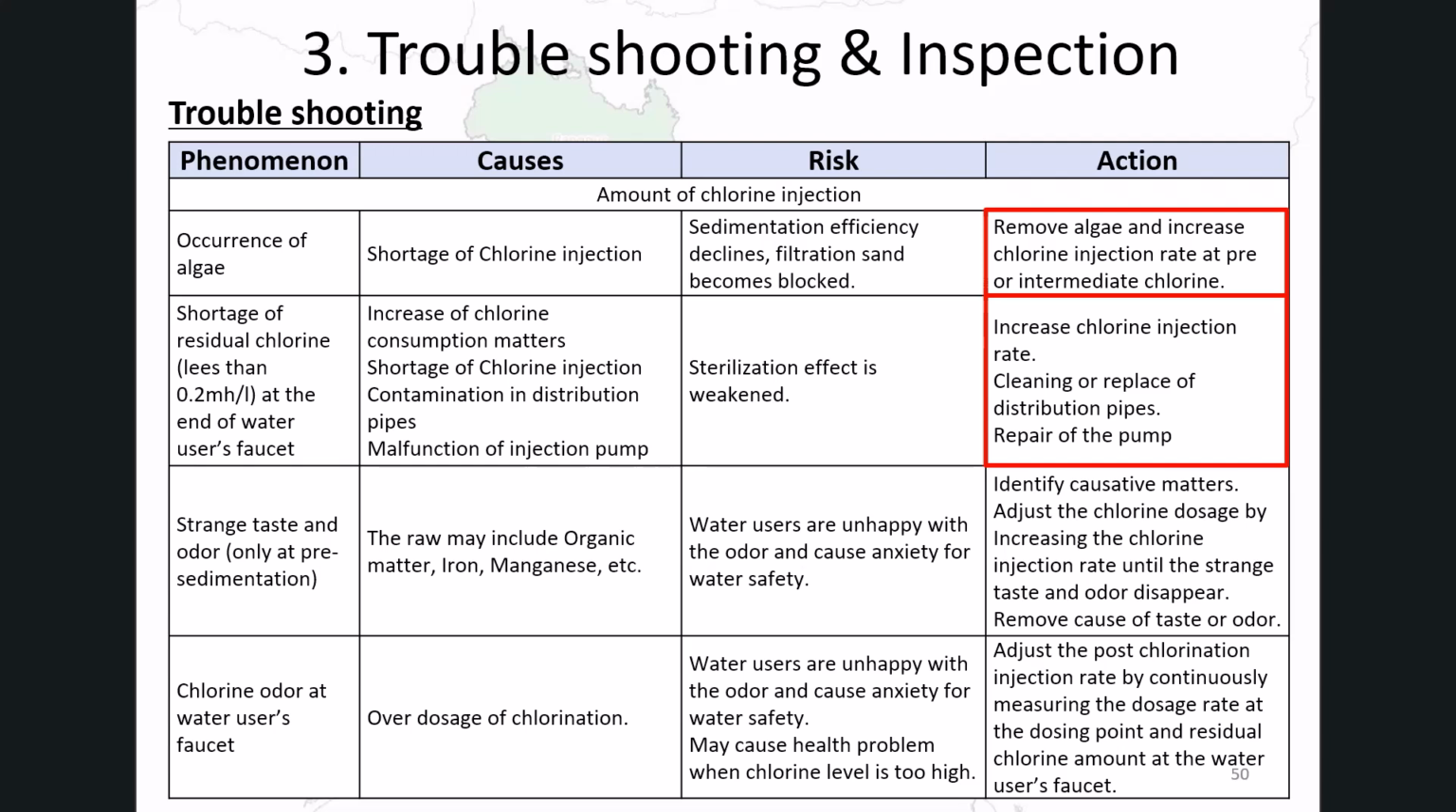For example, if you observe the occurrence of algae, it could be caused by shortage of chlorine injection. And the troubleshooting table guides you for the necessary action to take. In this case, you have to remove algae and increase chlorine injection rate at pre- or intermediate chlorine. This is how what we learned in the confirmation points and necessary actions can be quickly applied by referring to the troubleshooting table.